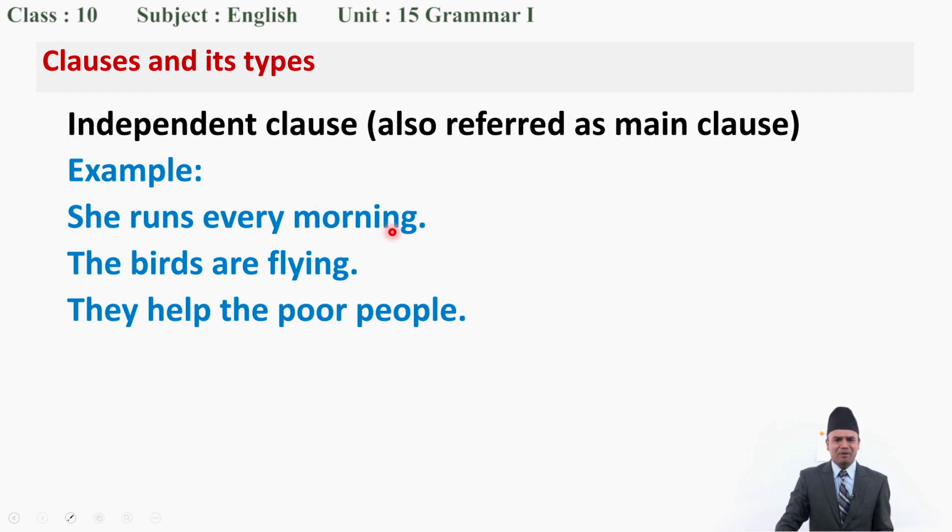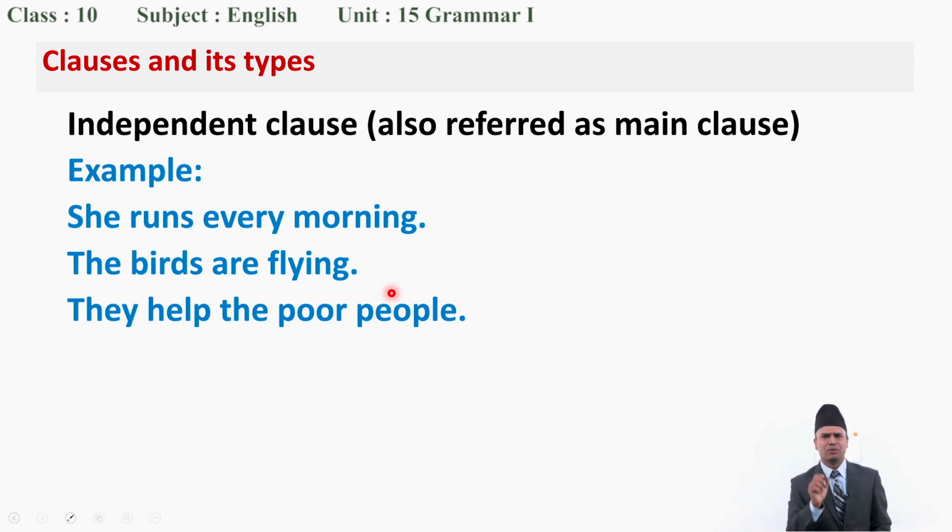She runs every morning. You know, she runs every morning. It gives complete thought, complete meaning. The birds are flying. You can see, they help the poor people. So these three sentences here are giving complete sense, complete meaning, a complete thought. It is meaningful by itself because it forms the grammatical structure of subject, verb, and object.